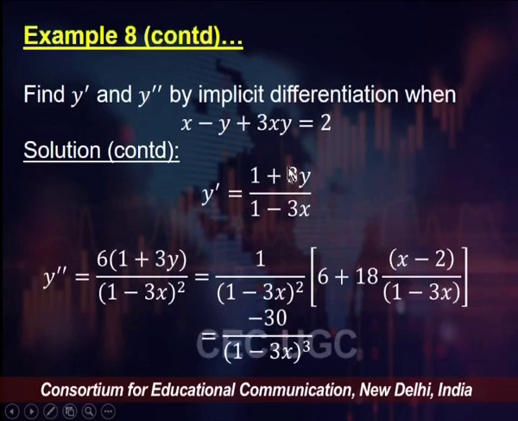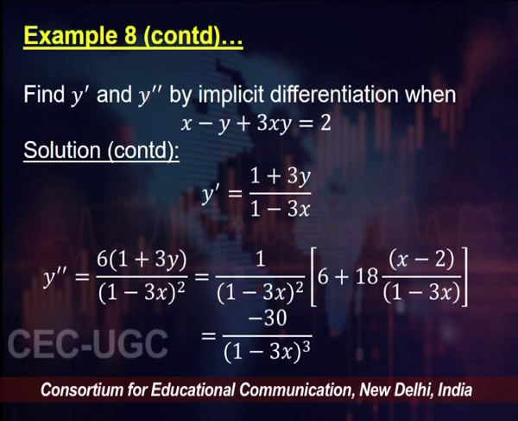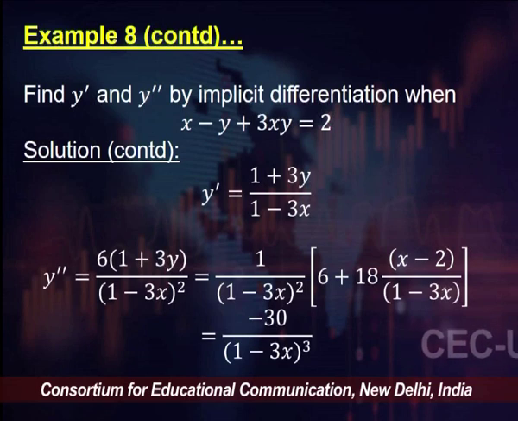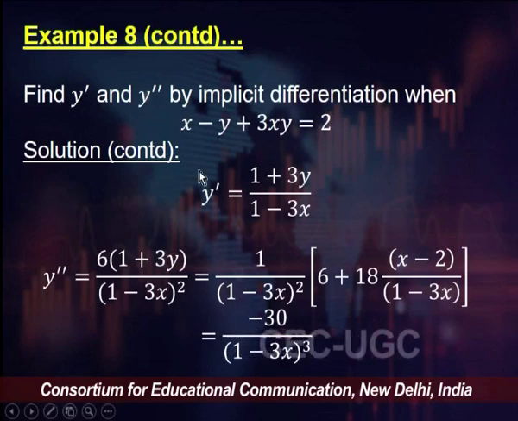Those are our results for the equation x minus y plus 3xy equal to 2. y prime is equal to (1 plus 3y) divided by (1 minus 3x), and y double prime is 6 times (1 plus 3y) divided by (1 minus 3x) the whole square. Again, if you want, you can always express y prime and y double prime only in terms of x. For example, I've done this for y double prime; you can do it for y prime on your own.